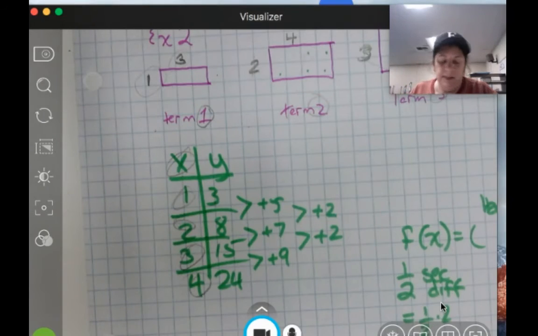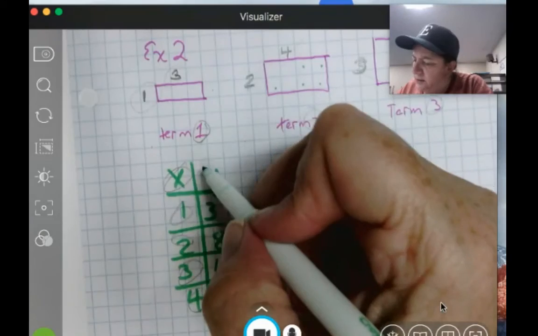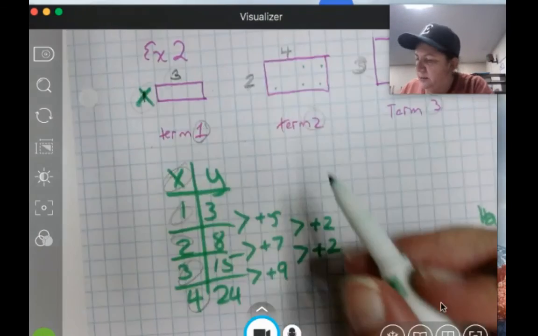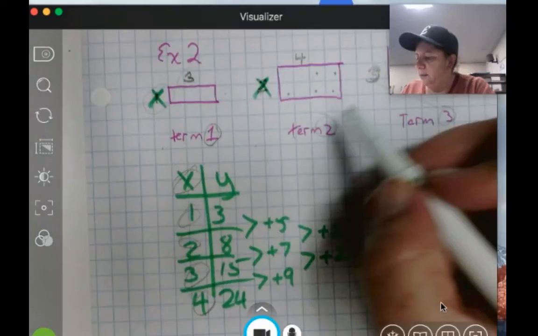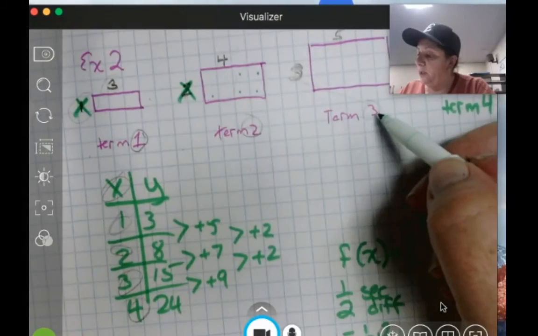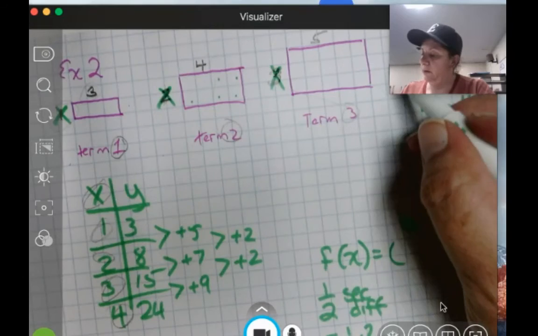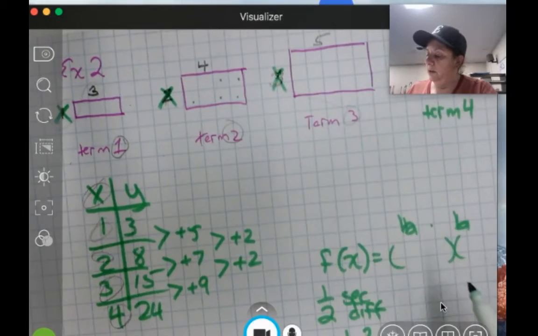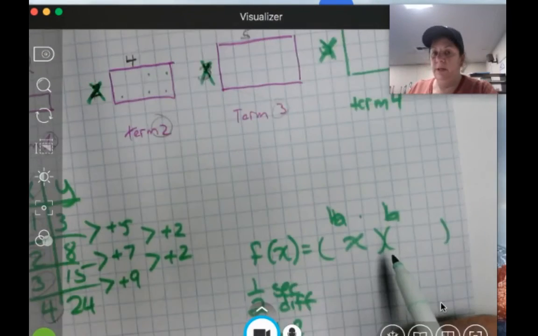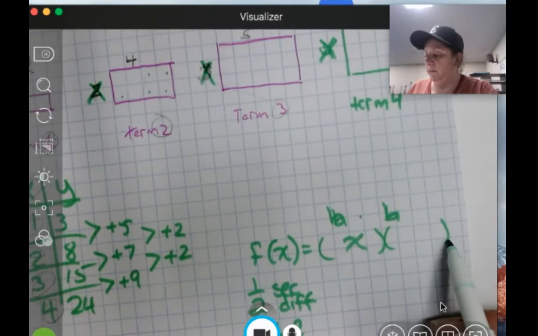So that means I can substitute. I can just say, hey, that side is x. That side is x because x is 2. Oh, x is 3. That's x. x is 4. That's x. Great. So I already have part of my equation. It's going to be x times something.